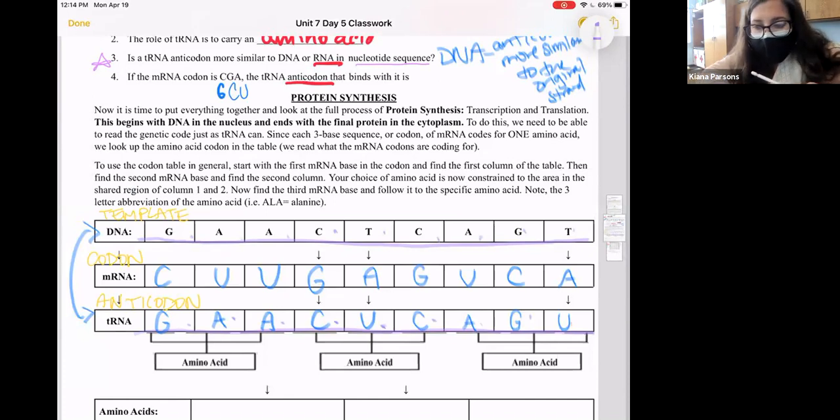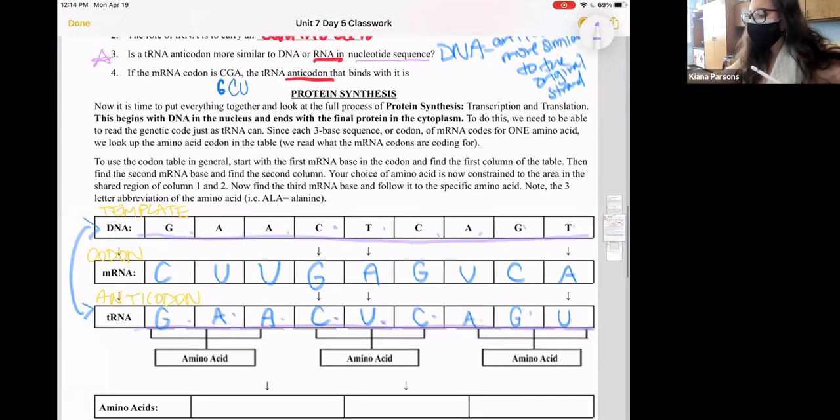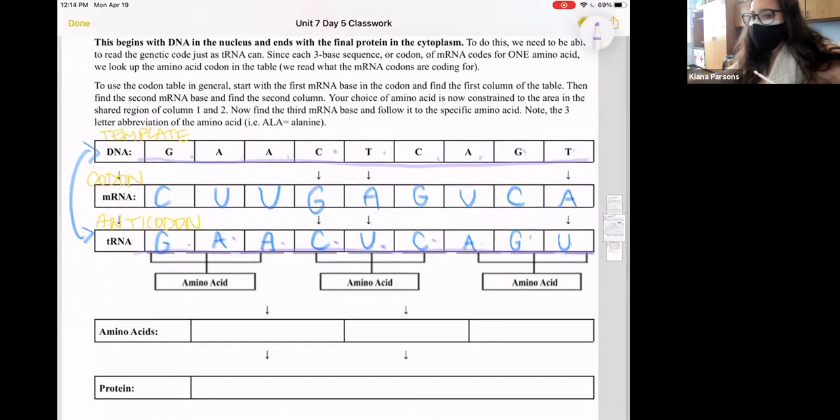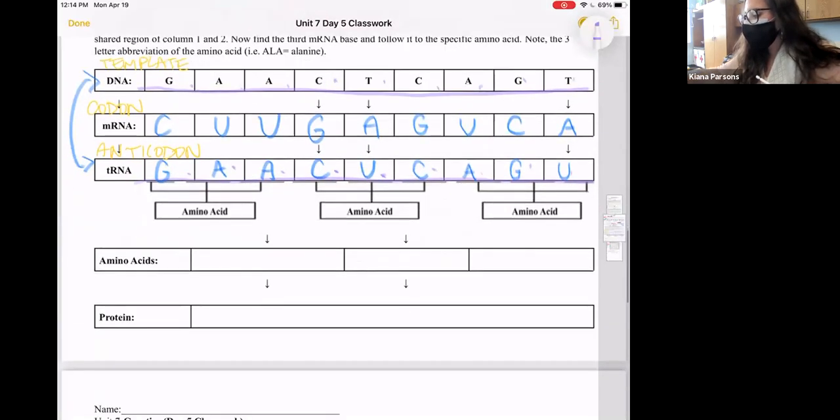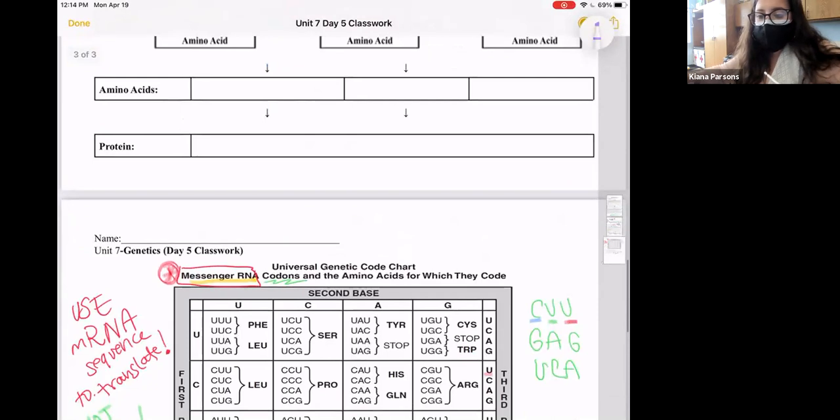All right, so as we continue, what amino acids did we find? So here's how we're gonna do this. So I'm gonna go through a tutorial.